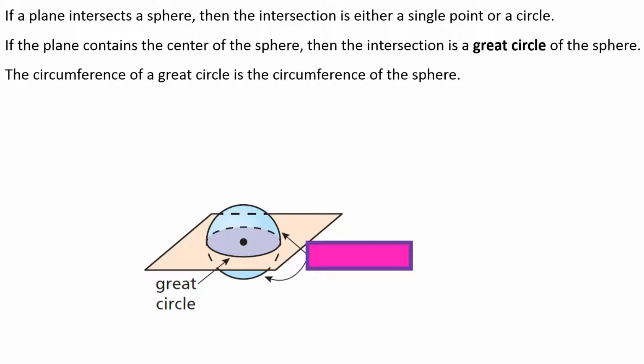Now, unlike planet Earth, in math a sphere is actually a perfect sphere. Planet Earth is not a perfect sphere. It's a little bit bulging at the equator. But the circumference of a great circle is the circumference of the sphere, and all the great circles would be congruent to each other.